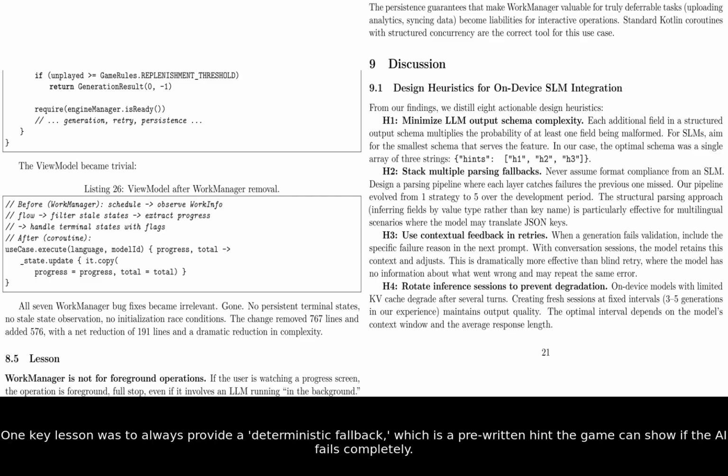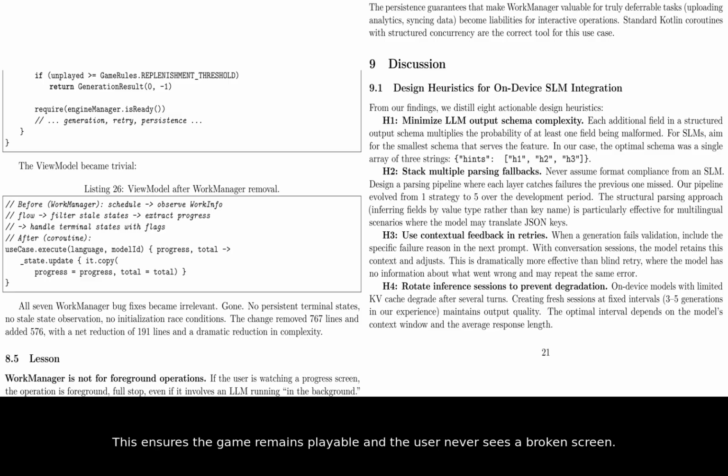One key lesson was to always provide a deterministic fallback, which is a pre-written hint the game can show if the AI fails completely. This ensures the game remains playable and the user never sees a broken screen.